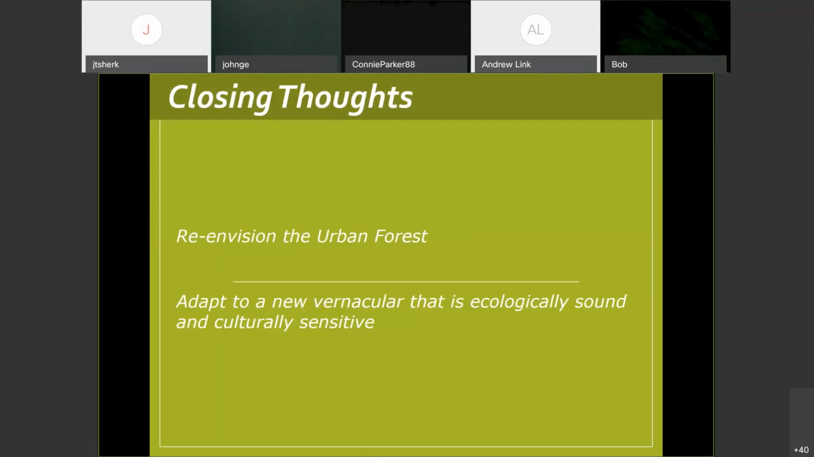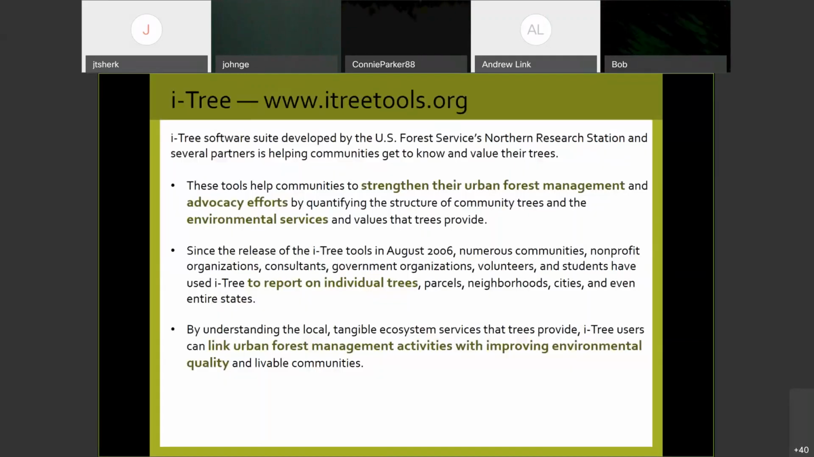Now you kind of know how important it is to choose the right plant for the right place for your specific site. And we can re-envision our urban forest and adapt to this new ecological, economic, and culturally sensitive way. I want to just finish with, remember the white oak I mentioned that I planted that is finally giving me some shade?